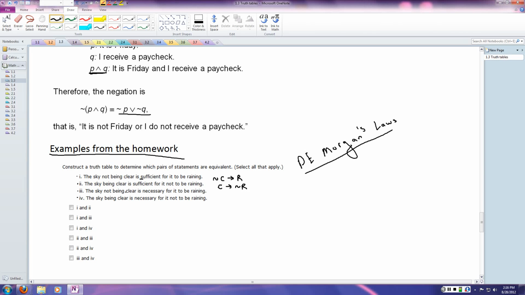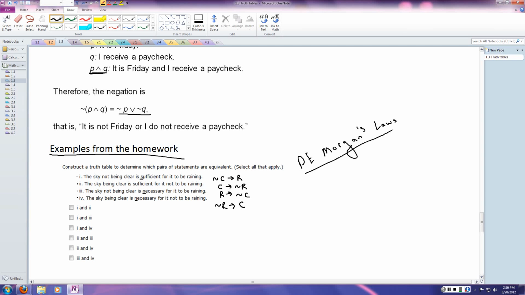The sky not being clear is necessary for it to be raining. So necessary is going to flip the order. Here I would have, for it to be raining, so I'd have raining implies not clear. And the last one, necessary for it not to be raining, so not raining implies, sorry, implies clear.